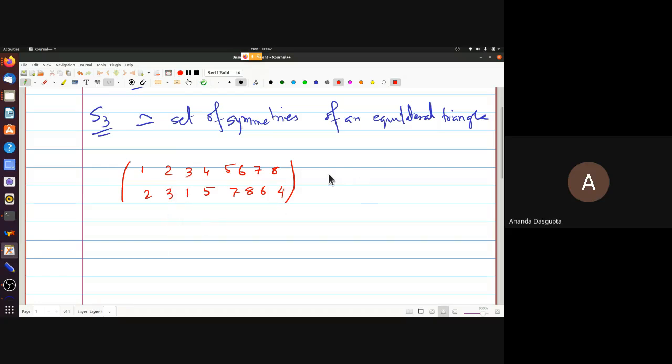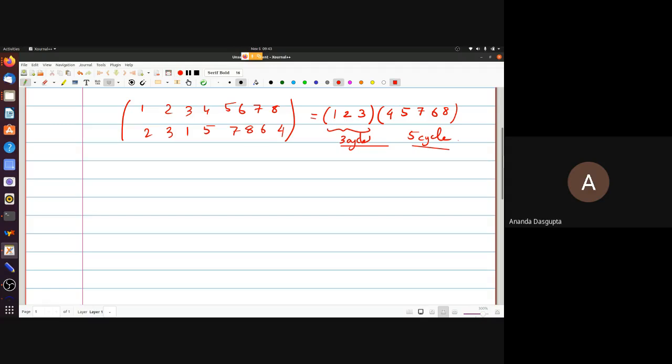Now, I'm pretty sure all of you know this. You can also rewrite this in this form. You start with 1, ask where it goes to, it goes to 2, then ask where 2 goes to, it goes to 3, and 3, of course, goes back to 1. So you have got a cycle, 1, 2, 3 cycling among themselves. Then 1, 2, 3 is taken care of, so you go to the next one, 4. 4 goes to 5, 5 goes to 7, 7 goes to 6, 6 goes to 8, and 8 goes back to 4. So this has a 3 cycle and a 5 cycle. This particular permutation is composed of a 3 cycle and a 5 cycle.